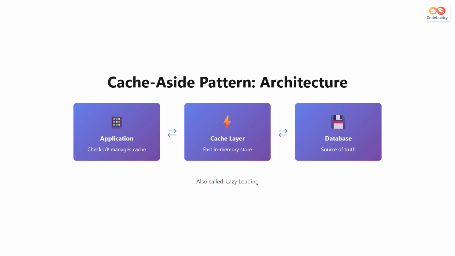The cache aside pattern involves three main components: the application, the cache layer, and the database. The application communicates with both the cache and the database. The cache acts as a fast in-memory store between the application and the database, which is the source of truth. This bidirectional communication allows the application to check the cache first before querying the database, significantly reducing latency for frequently accessed data.